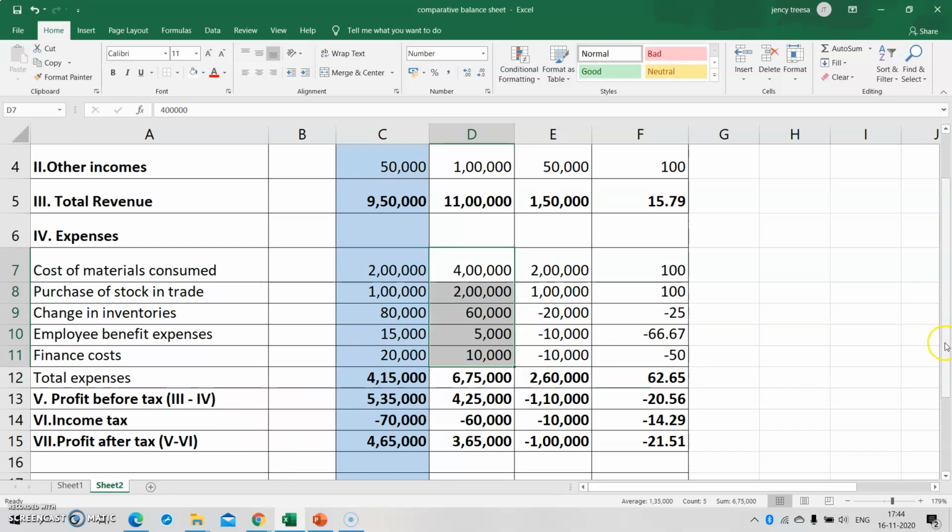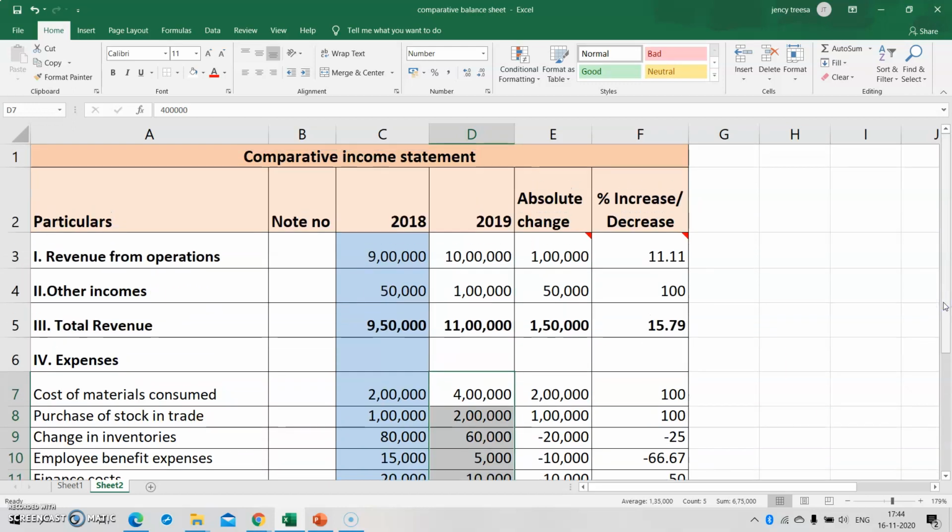Hope you understood this, the calculation of the absolute change and the percentage increase or decrease.